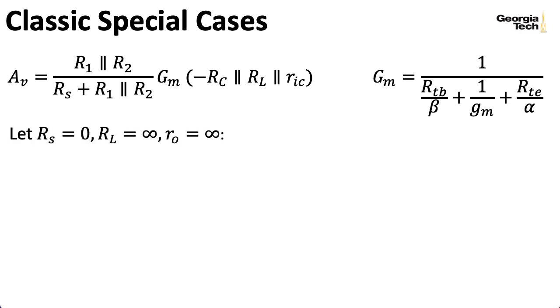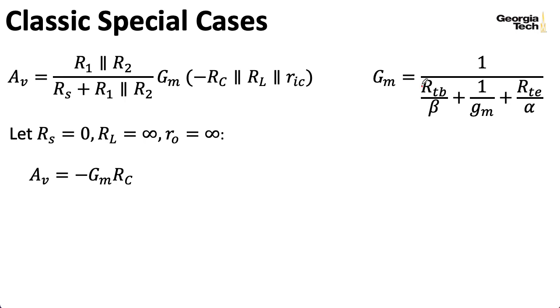All right, so let's start by supposing that the source resistance is 0, and the load resistance is infinite. So basically we take those out of the circuit, and R naught is infinite. So we're going to use the R naught approximation on everything. In that case, this parallel combination reduces to just RC, and if RS equals 0, this divider in front turns into 1, so this simplifies to GM RC.